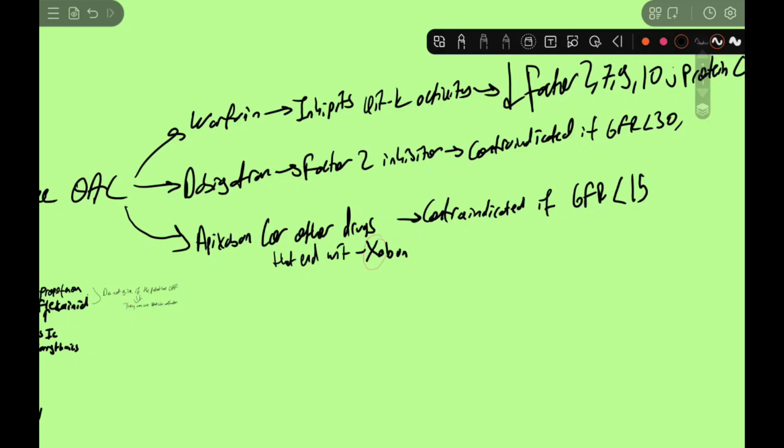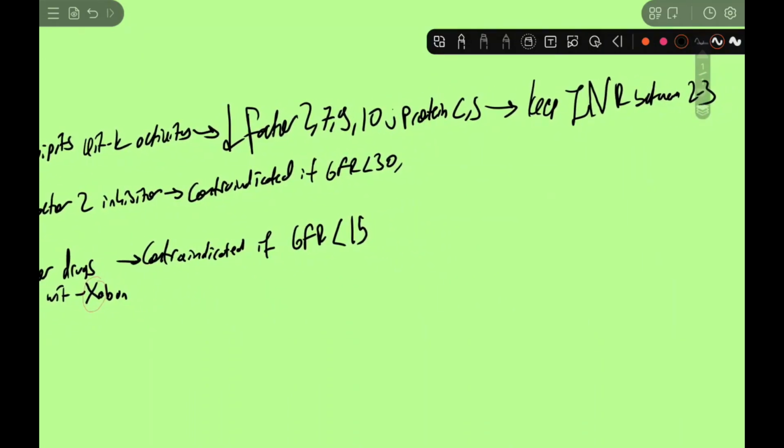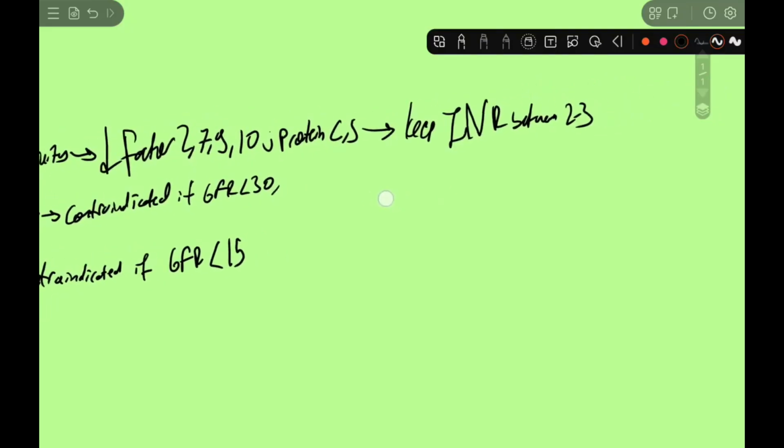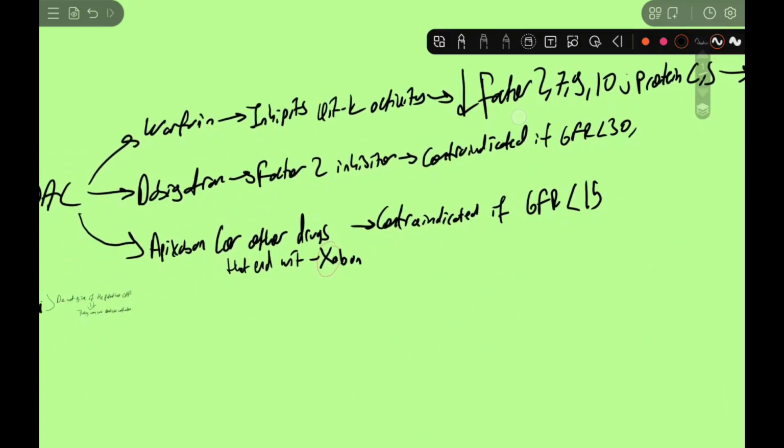First, we have warfarin. Warfarin inhibits vitamin K activity in the liver. So, it inhibits factor 2, 7, 9, and 10 synthesis, and also protein C and S synthesis. While using warfarin, we should keep INR between 2 and 3, because if the INR is greater than 3, it might cause bleeding. So we also have dabigatran, which is a factor 2 inhibitor.